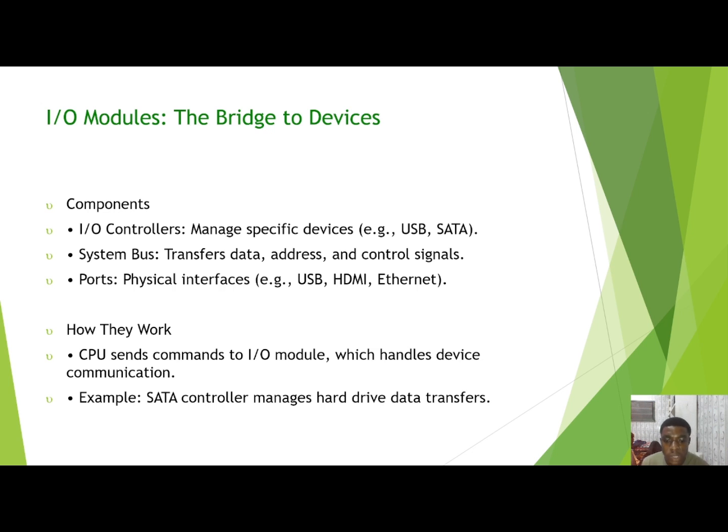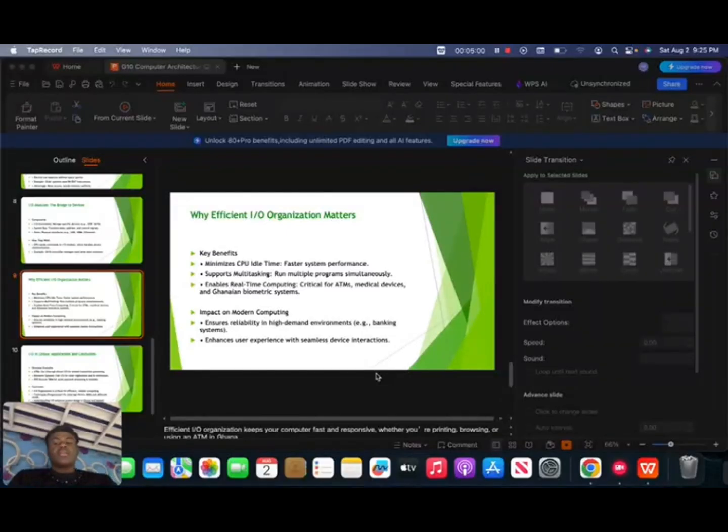And for instance, when you type something on the keyboard, whatever you type passes through the data bus. So it's simply that IO models the bridge that connects external devices to the CPU. Yes, that's all.